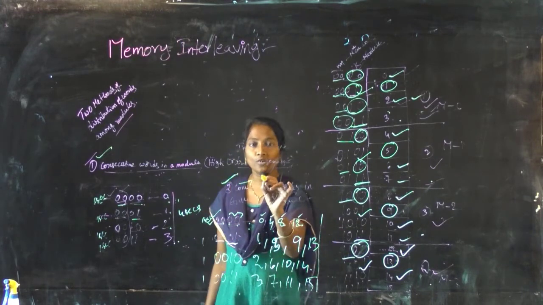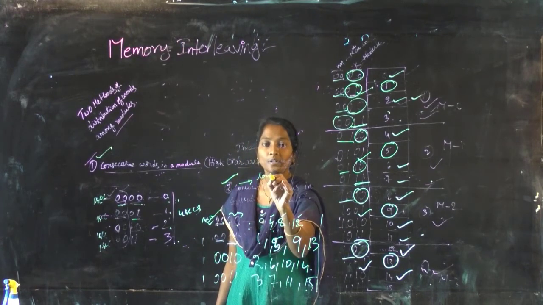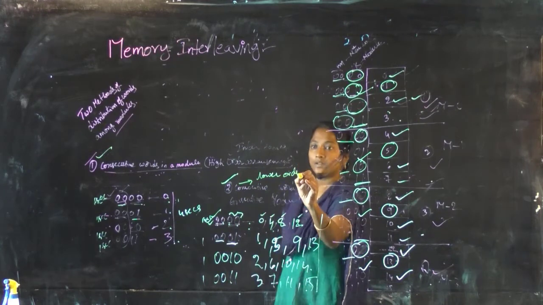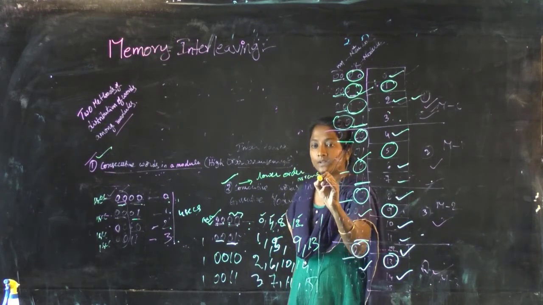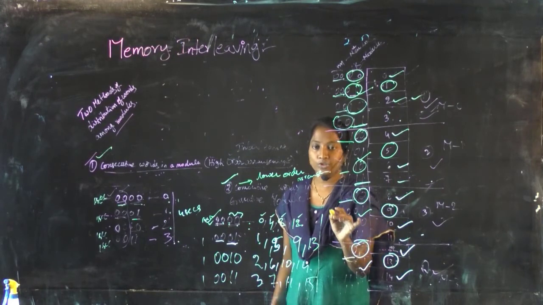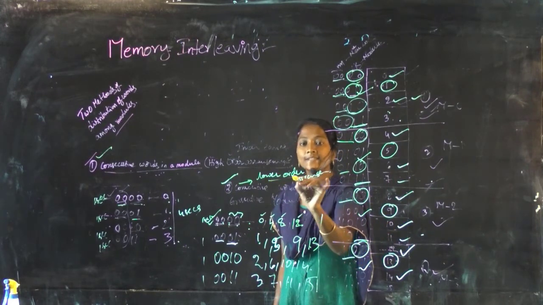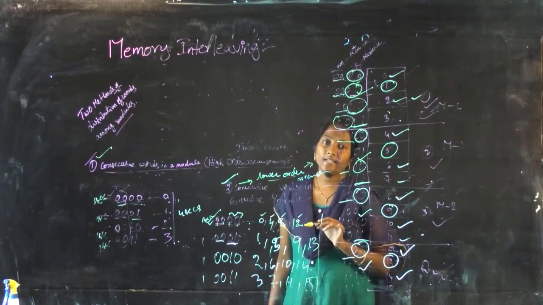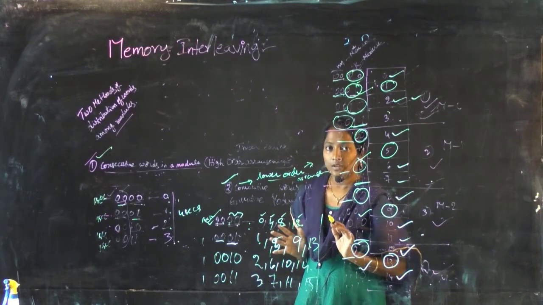This is also called lower order arrangement, because lower order bits are used for selecting the module. Or we can say lower order interleaving. So this is about interleaving.